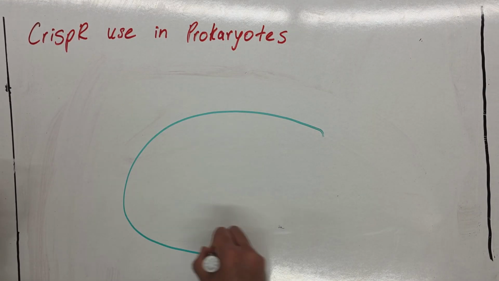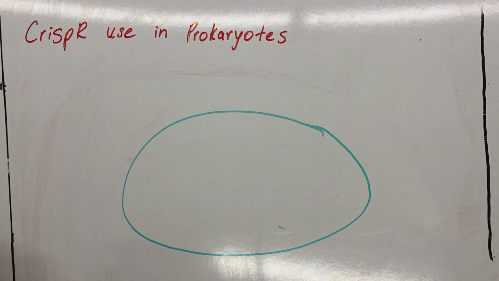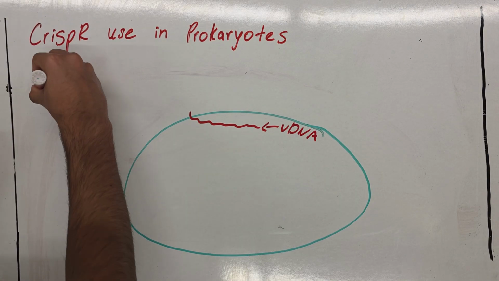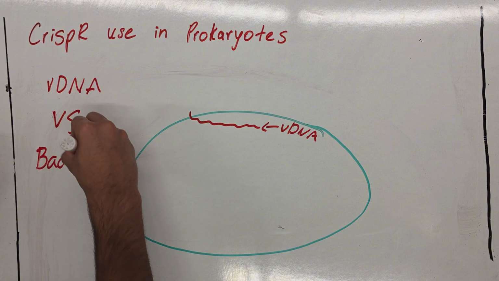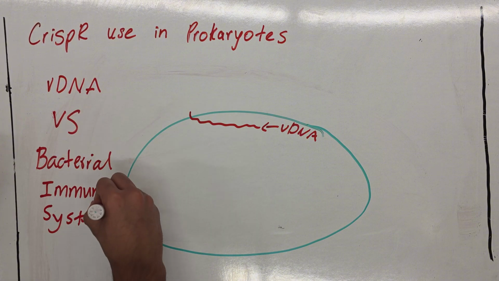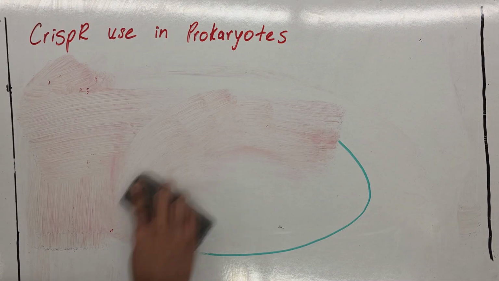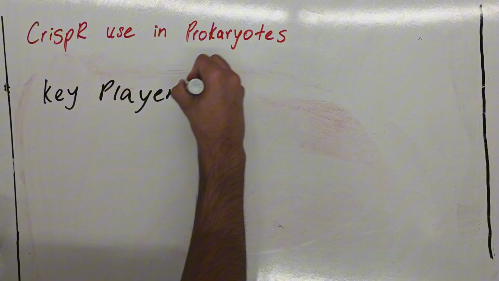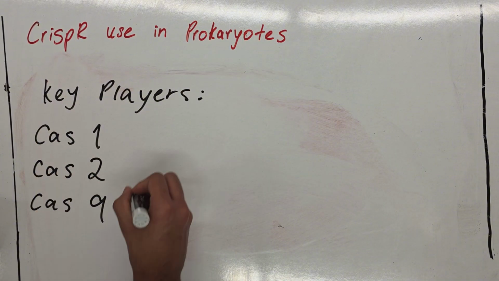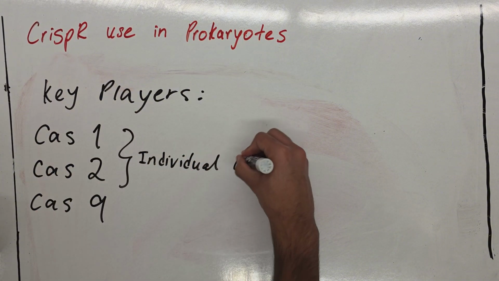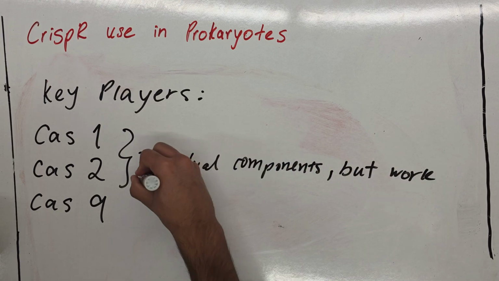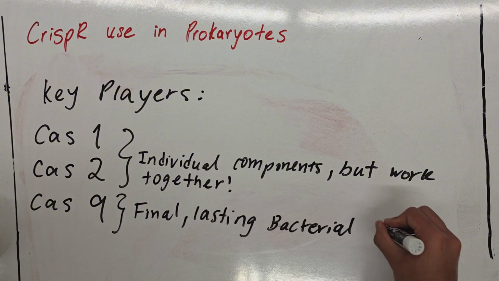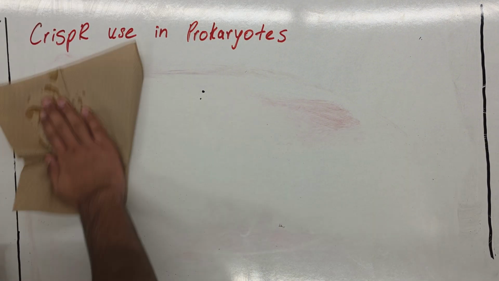To begin with, in prokaryotes, the CRISPR system acts as an immune defense. These cells already have the gene for Cas9 in their DNA, and when viral DNA enters, it's recognized as foreign, and the cell begins building a defense against that specific virus. The main proteins involved are Cas1, Cas2, and Cas9. Cas1 and Cas2 work together to capture and store pieces of viral DNA, while Cas9 is responsible for cutting that DNA during future infections, and this creates a long-term defense.